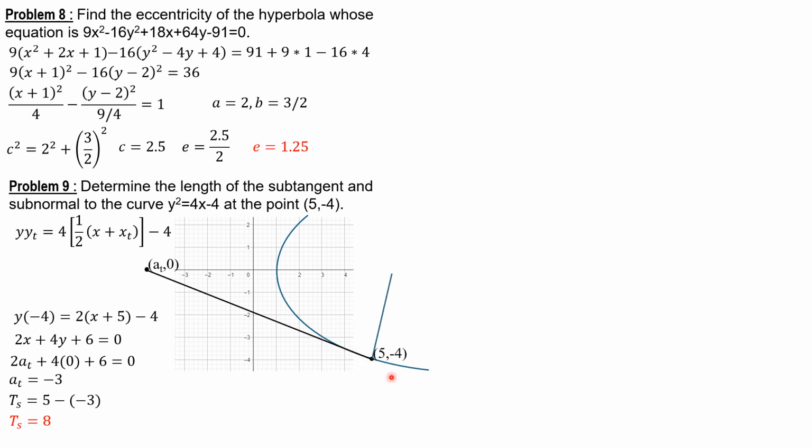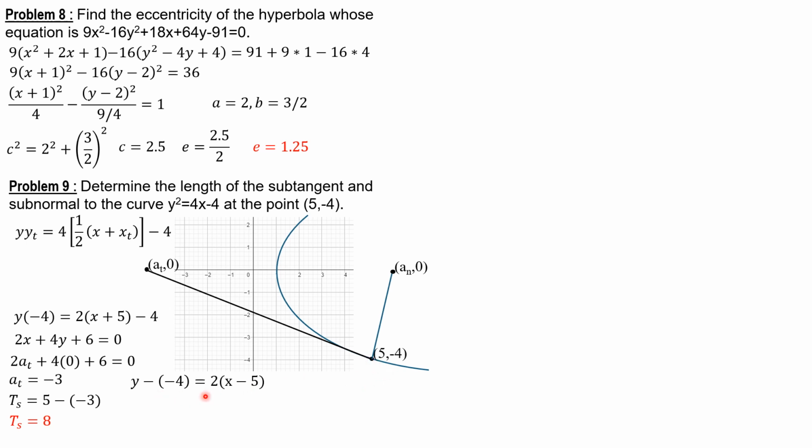While the length of the subnormal, this is the normal, or perpendicular to the tangent at the point of tangency. So let's call the point of intersection here a_n, 0. So since the slope of the tangent is negative 1/2, the slope of the normal line is the negative of the reciprocal of the slope of the tangent. So negative of 1 over negative 1/2 is 2. So this is 2. Then y minus y1, y minus negative 4 equals the slope of the normal, which is 2, times (x minus x_t), which is 5.